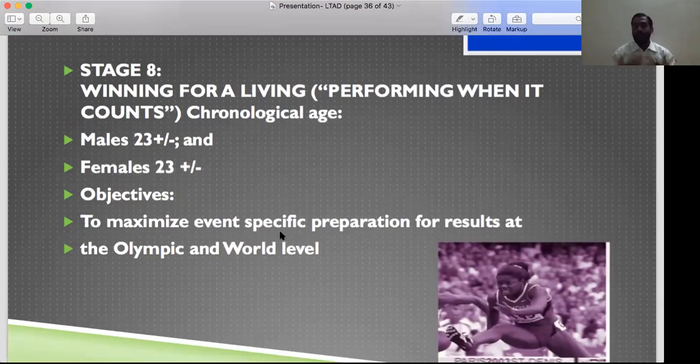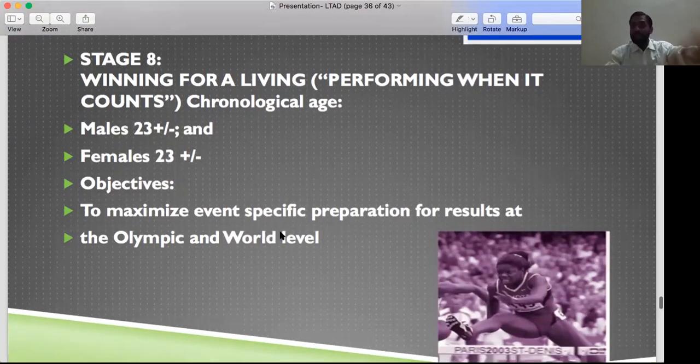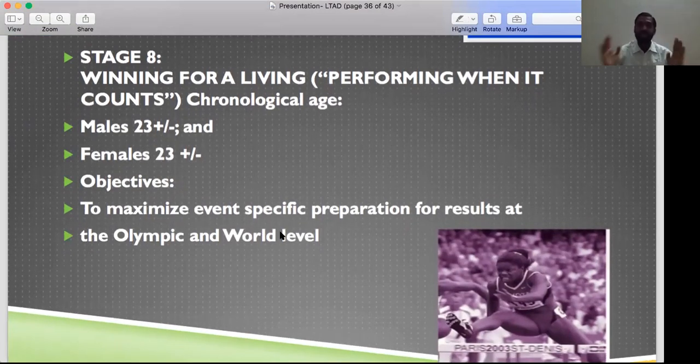Most important objective, maximize event specific preparation: Olympics, world level, professional leagues, all of that starts to come here. You are absolutely dealing with a 100% professional athlete. He cannot be a recreational athlete, because this is purely a high performance professional athlete who plays that sport and makes a living out of it.